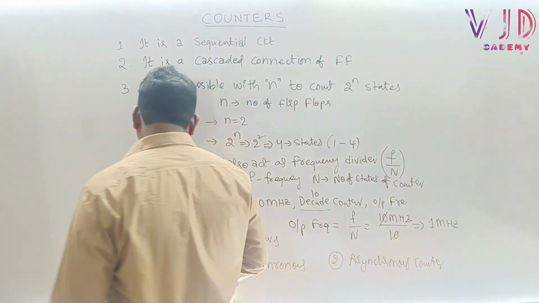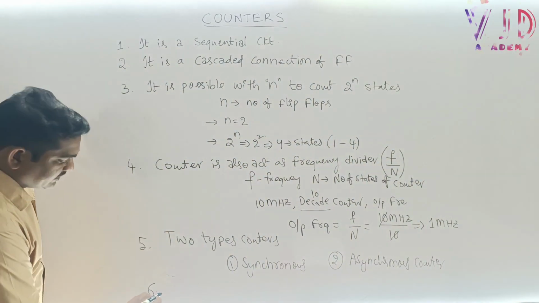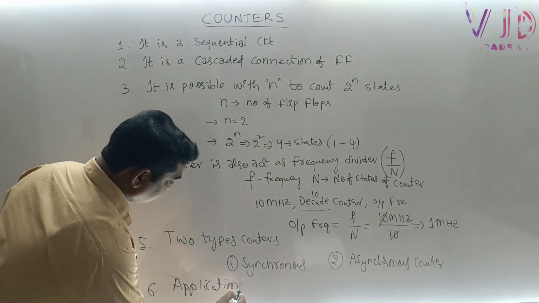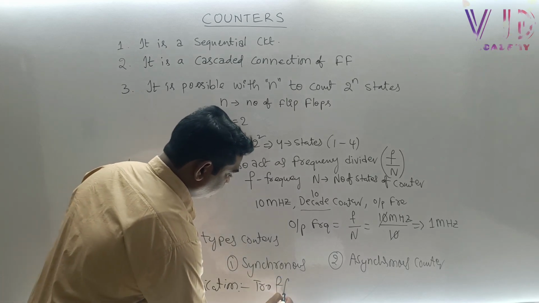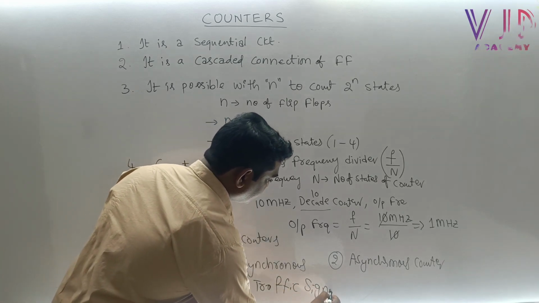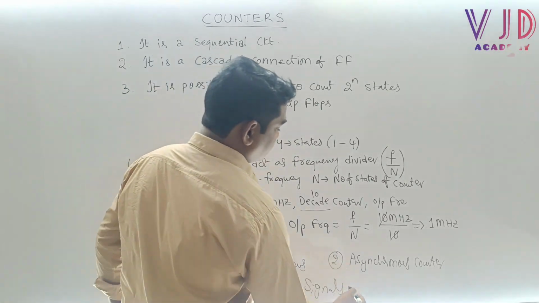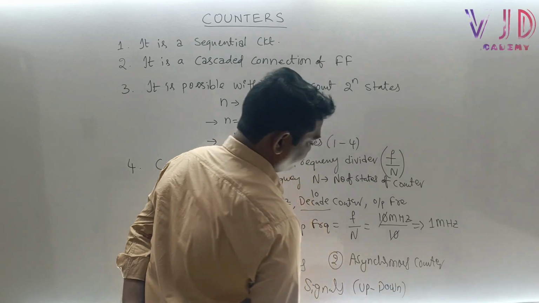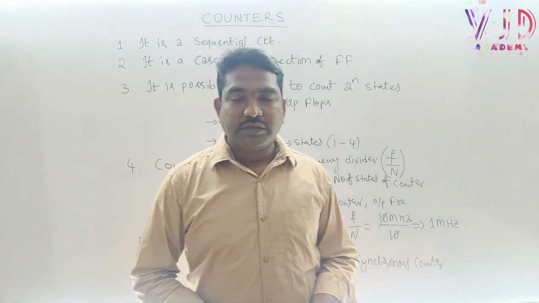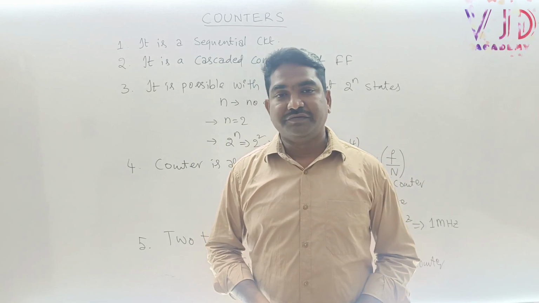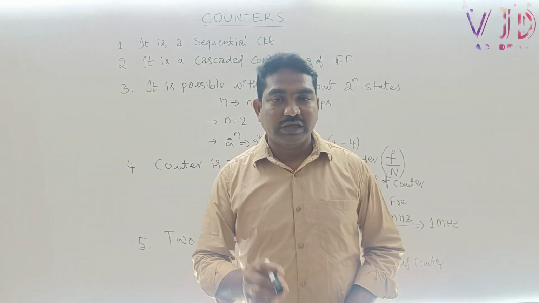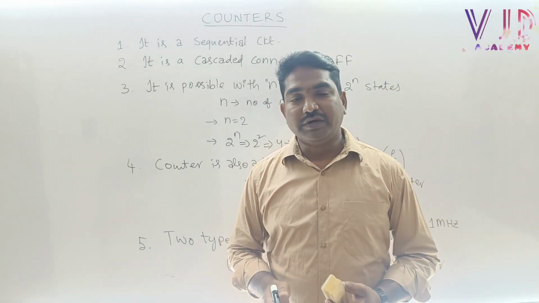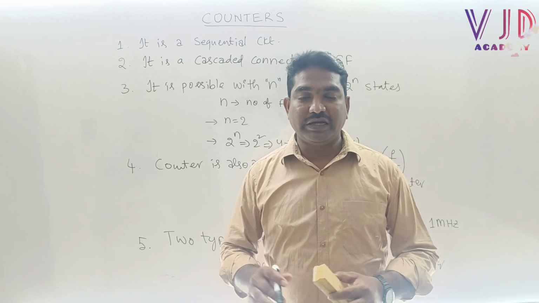The sixth point is the application of counters: traffic signals. We will use this kind of counter. You may find an up counter or a down counter also. This is the basic application of a counter. We will find this type of counter in many traffic signals. If you are going through any city, you need to wait whenever you meet a traffic signal.